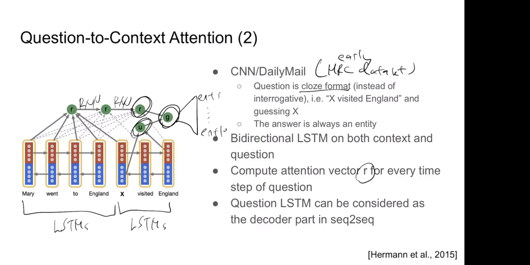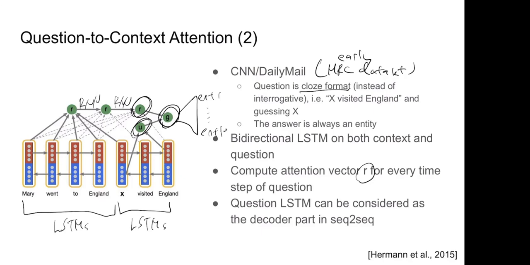But the point I'm trying to make is that how you obtain G is very similar to seq-to-seq with attention, where the question LSTM is considered the decoder part, right? Because you're looking at each question word and attending on the context and trying to summarize it. But the difference here is that the summary could be either dynamic or static. Dynamic means that you compute the R before you compute the next time step's hidden state of the question, or it can be computed offline after you compute all the LSTM values of the question side.